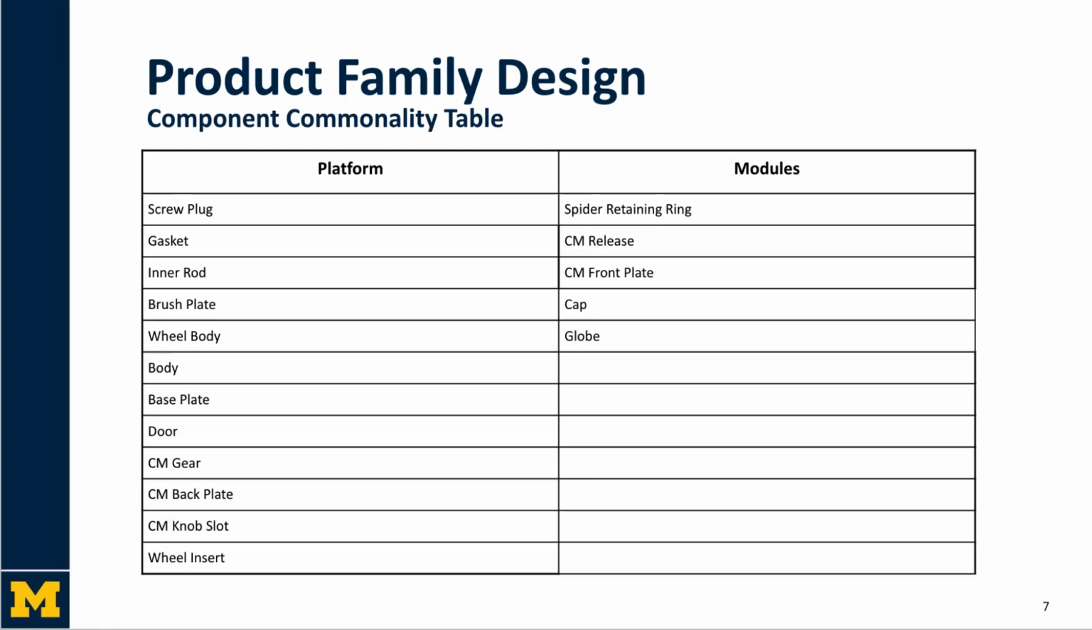The modules that pertain to the function of the coin include the spider ring, coin mechanism release, and the coin mechanism front plate. And the modules pertaining to containing the gumballs include the cap and the globe.